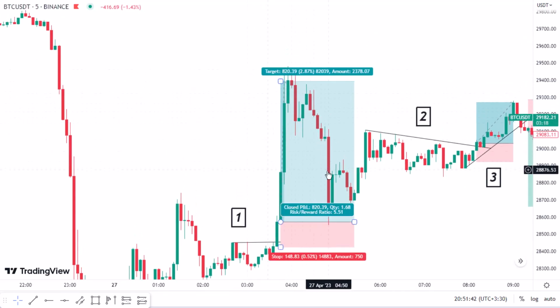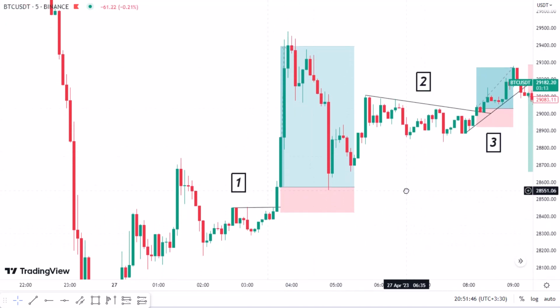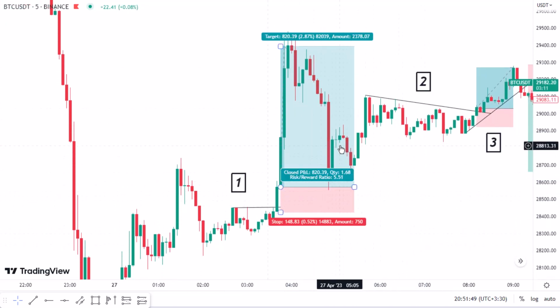It gives us a reward of something around 5.5, which is really nice. And it doesn't mean that we should take all that risk to reward 5.5, or I did that.